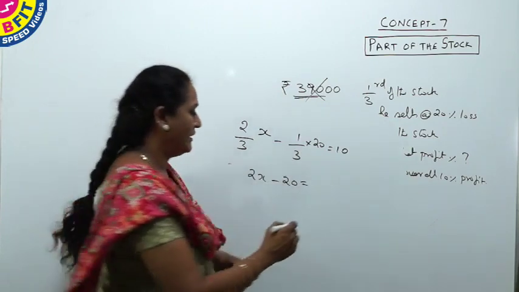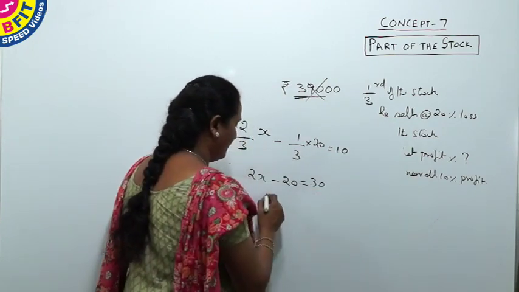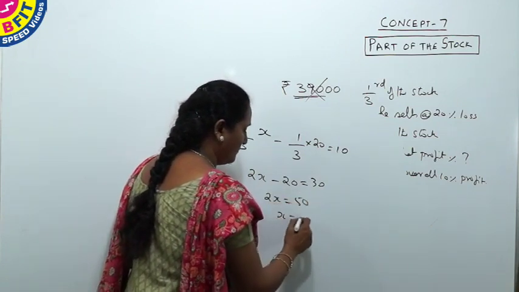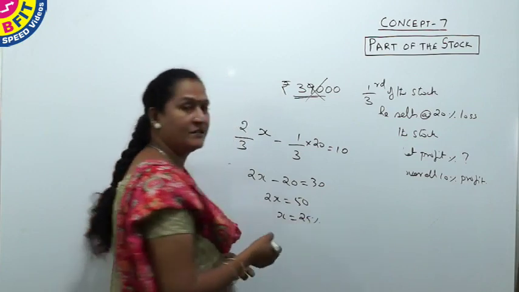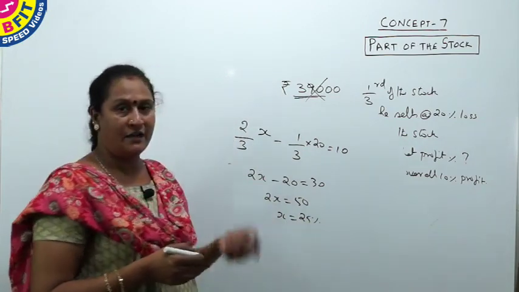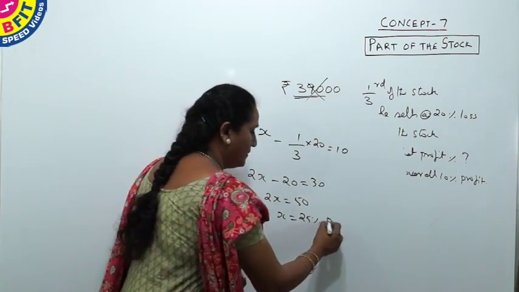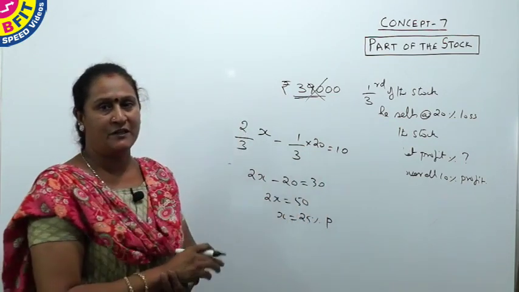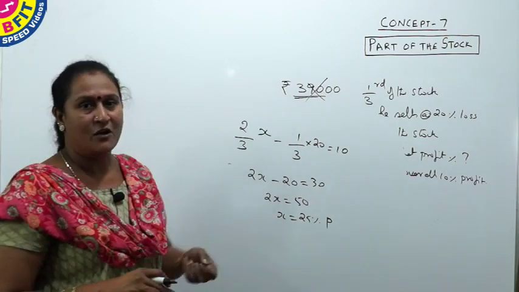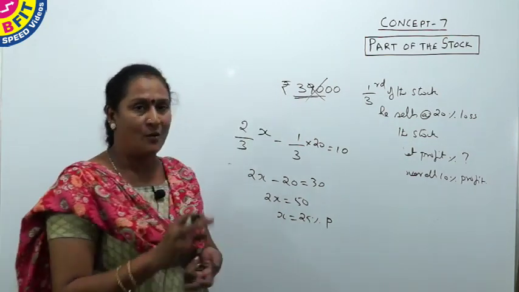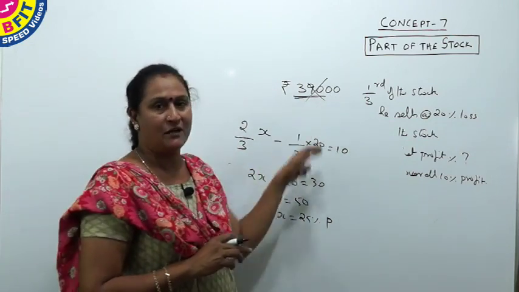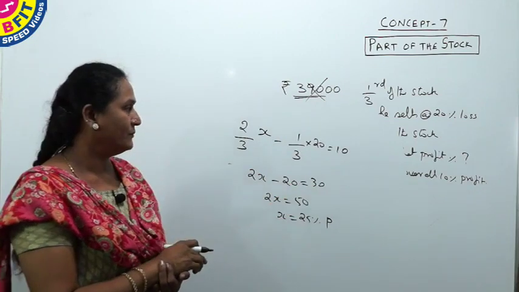So when 3 is cross-multiplied, it is 30. So 30 plus 20, 50. X is 25%. The remaining part of the stock, when he sells at 25% profit, he will get overall 10% profit. So many of them consider the stock value also and make the work complicated. So no need to consider the whole stock. Just with the part of the stock itself we can work out.